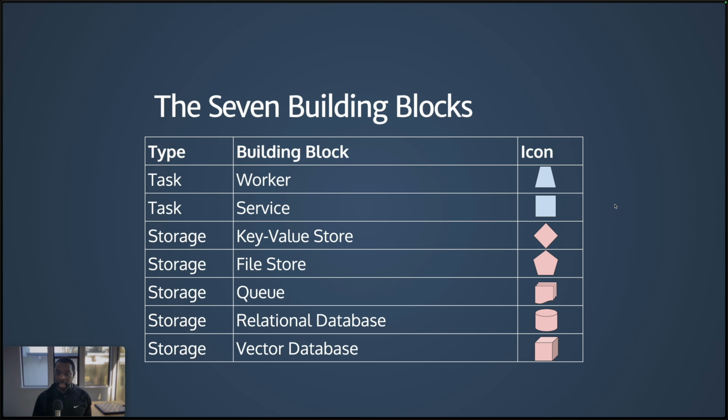You'll notice that in the icons, tasks are denoted with icons that are blue, and storage are denoted with icons that are red. These icons are what we use in the case studies when we're diagramming out a system design. You'll see these icons there so you can recognize, oh, a square is a service, and so on and so forth, to make it easy for you to understand. Now we're going to go through all 7 of these and what they are, and the trade-offs. So I'm just going to jump right into it, in order, with the task building blocks first.